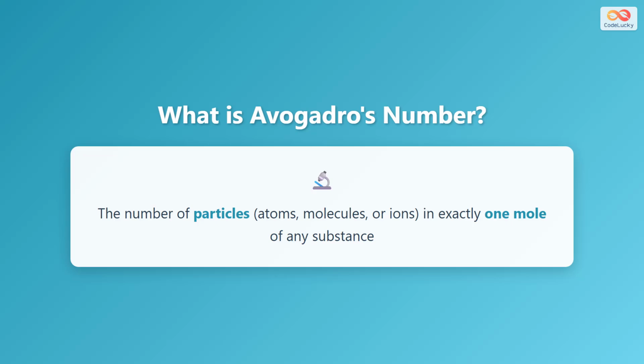Avogadro's number is defined as the number of particles, whether they are atoms, molecules, or ions, present in exactly 1 mole of any substance. Think of it as a counting unit, similar to how a dozen represents 12 items. However, instead of 12, 1 mole represents 6.022 times 10 to the power of 23 particles.